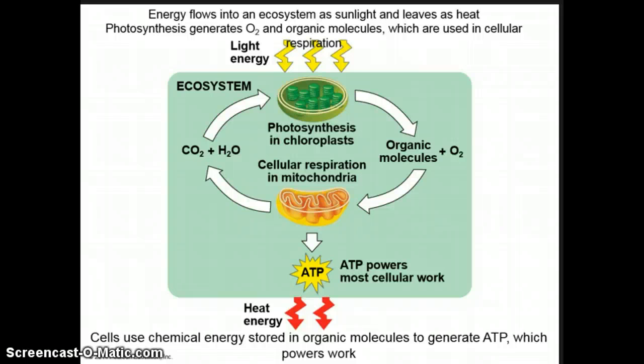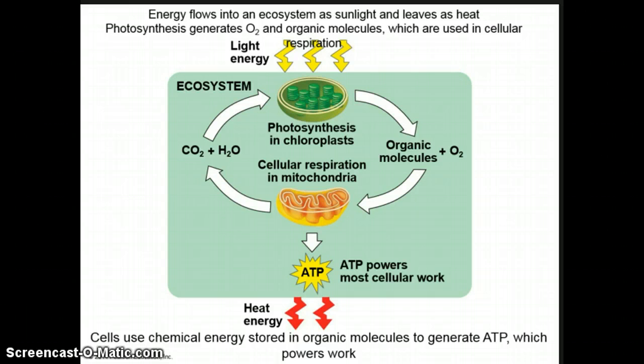We have sunlight entering our system and then being used by a producer in order to generate oxygen and organic molecules. Those organic molecules will be used by other organisms, our consumers, who will use the energy stored in those organic molecules along with the oxygen produced by the producers in cellular respiration. And this is all done on the cellular level.